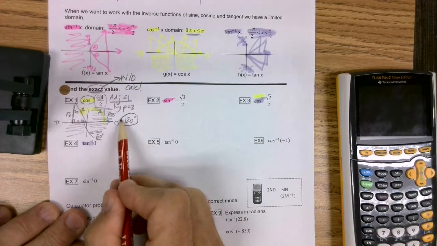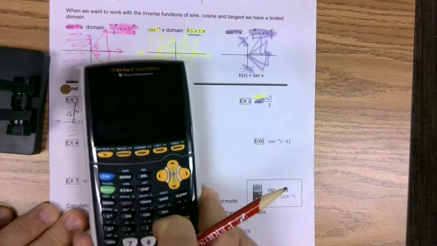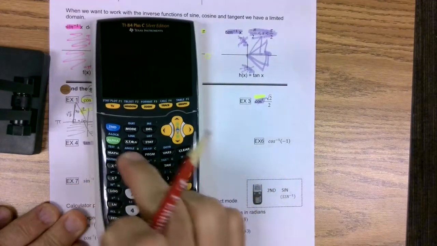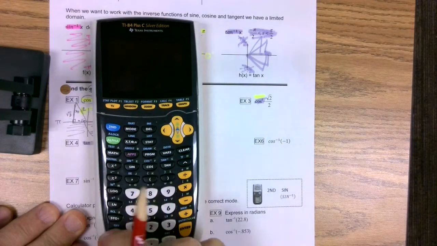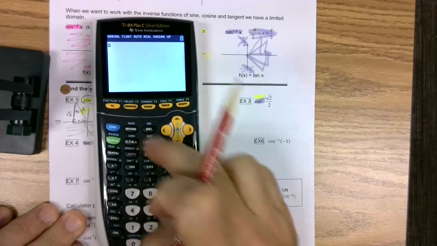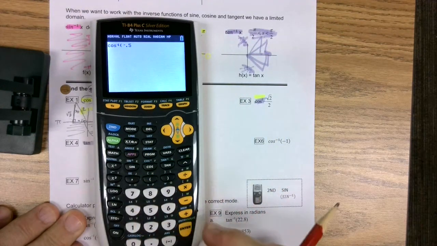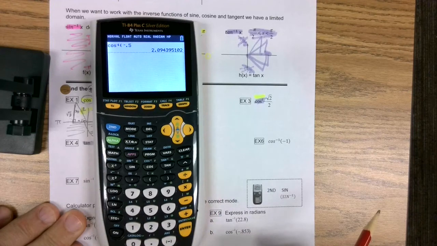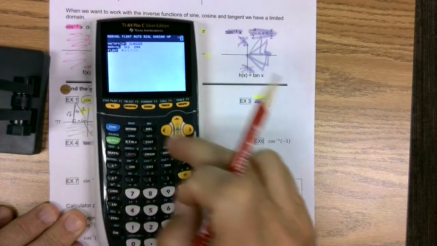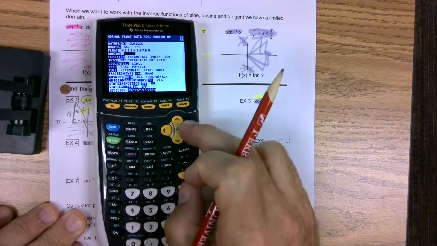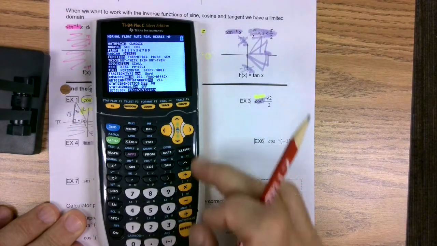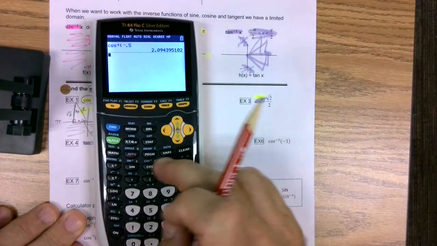There's the exact value. Now this is the only one I'm going to do this for, but just to help you know that you can check your work, I'm going to go second cosine negative 0.5, because that's what negative a half is. Hit enter. Oh, I'm in radians. That was a good lesson for us all. So I've got to go to degrees, hit enter, and here we go.